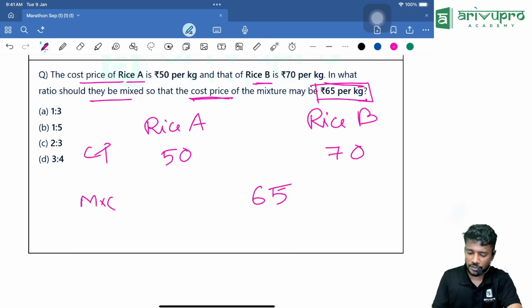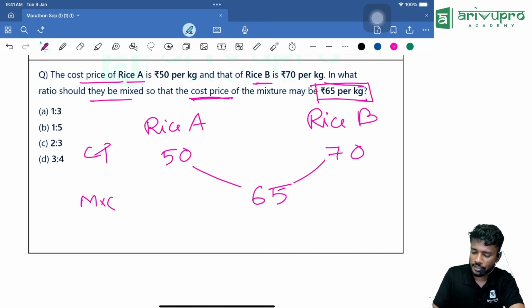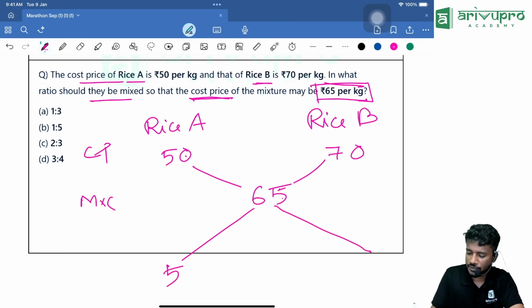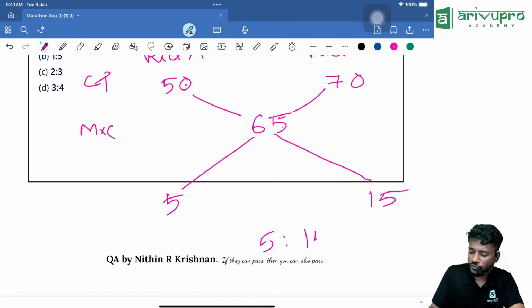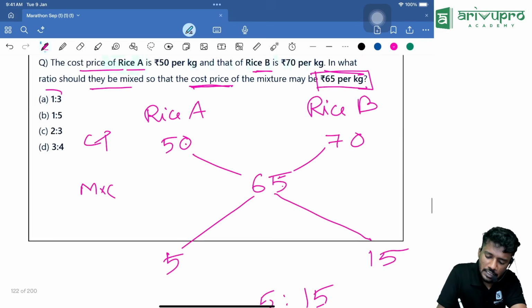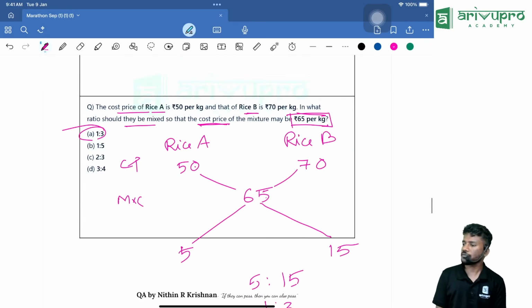Now the easiest method to find the ratio is the allocation method. So 70 minus 65 is how much? 5. 65 minus 50 is how much? 15. So the answer is 5 is to 15, which is 1 is to 3. Option A is your answer. Okay. This is the method of allocation for questions based on mixtures.